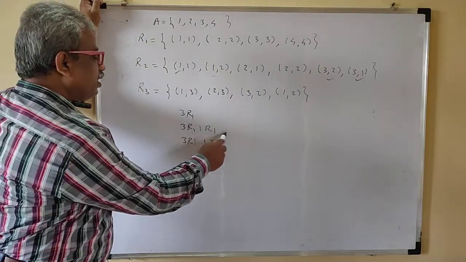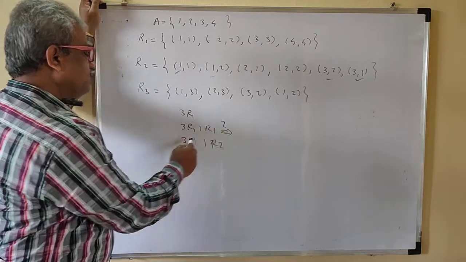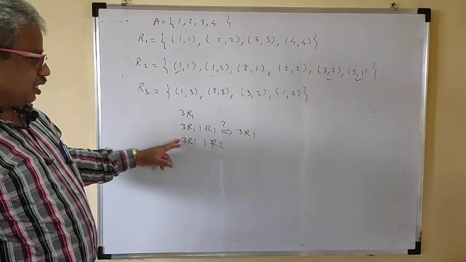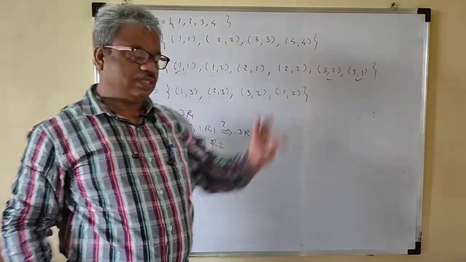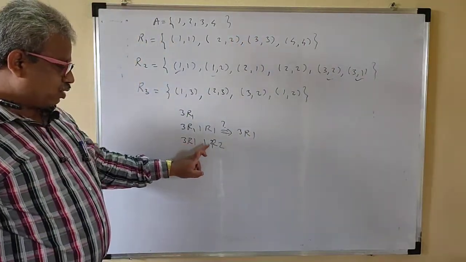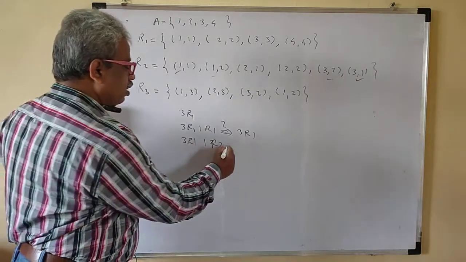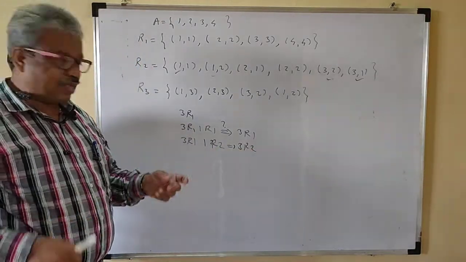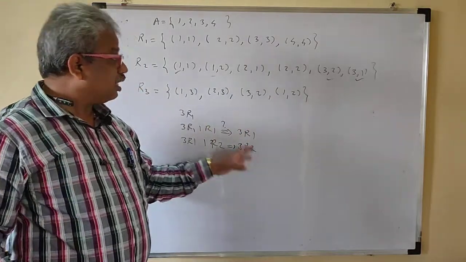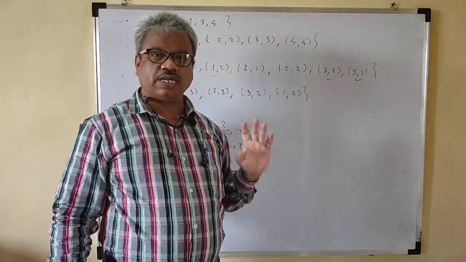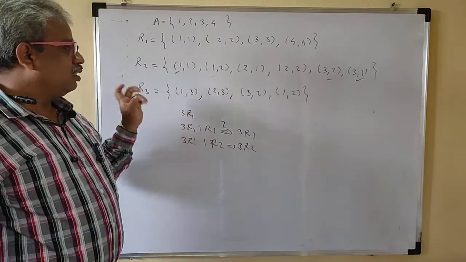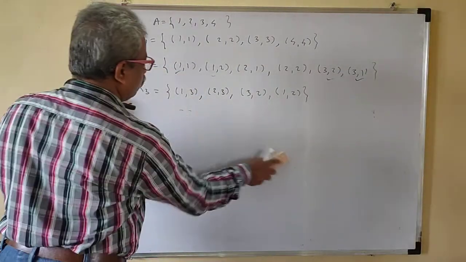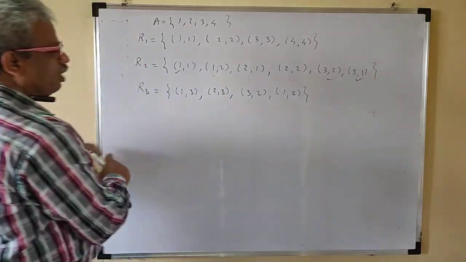So now what does this imply? We have to check whether this holds. 3 related to 1 holds or not. We have to check. 3 related to 1 is there. Yes. Now 3 related to 1, 1 related to 2. So what should be there? 3 related to 2 should be there. So we'll check whether that is there or not. Yes, 3 related to 2 is there. That means this is transitive. Okay.